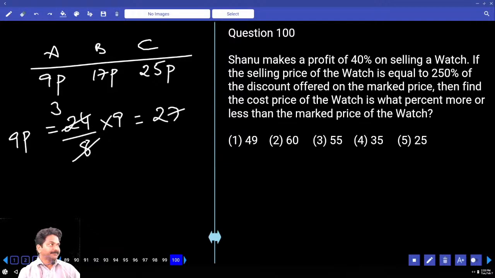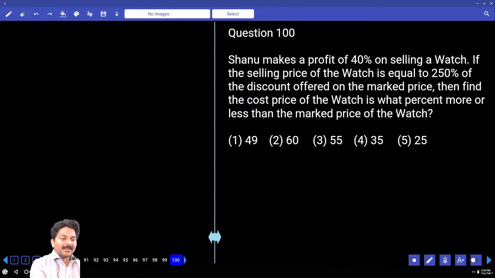Done. Shanu makes a profit of 40% on selling a watch. The selling price of the watch is equal to 250% of the discount offered on the market price. They didn't have to mention that point. Discount is always offered on market price only, so they don't need to mention it. That is just for confusion purposes only. They want to create confusion here.